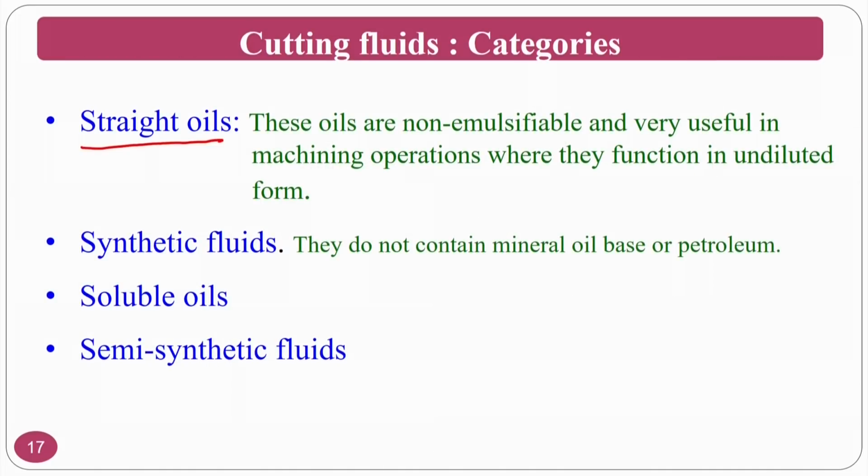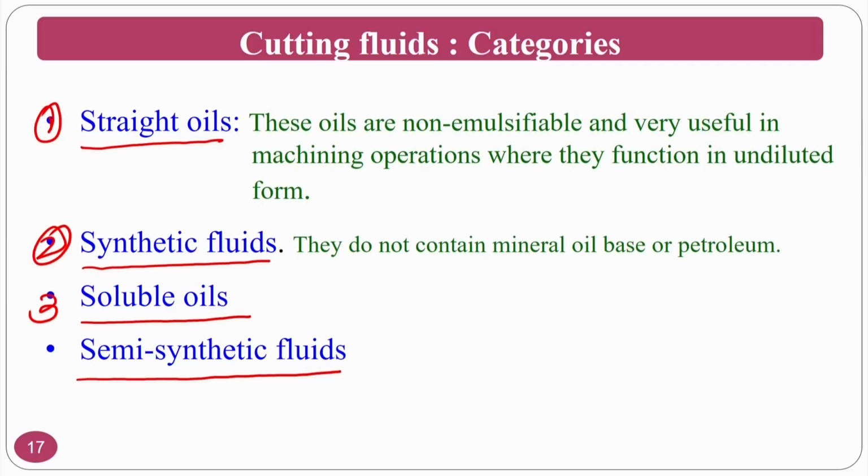Four basic styles are there: straight oils, synthetic fluids, soluble oils and semi synthetic fluids. These are the four varieties. Okay, synthetic fluids are not naturally occurring ones, but are prepared in the laboratory. Soluble oil is soluble with water. Semi synthetic, some of the things are naturally taken, some are developed in the laboratory. These are the basic categories which you can find in old textbooks.